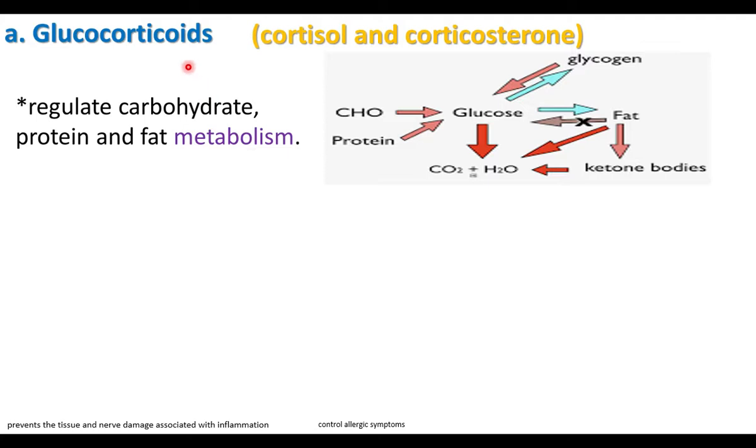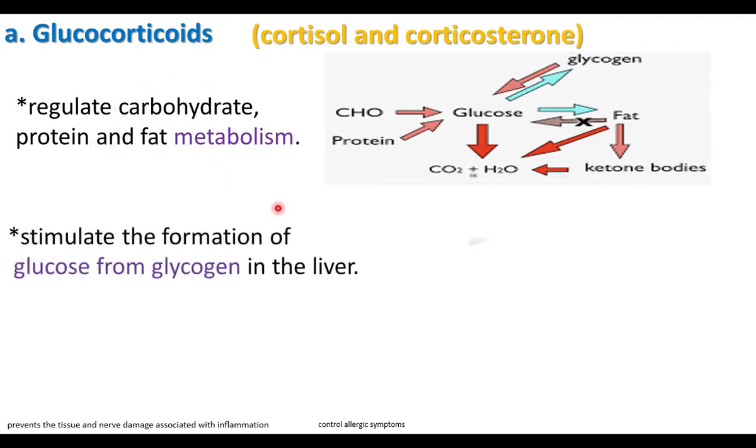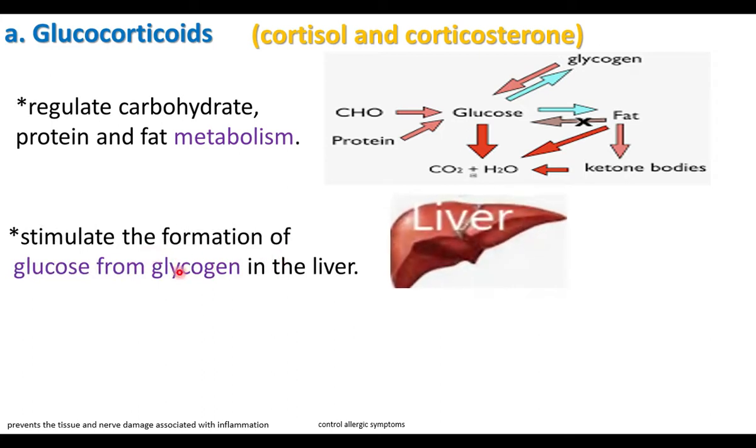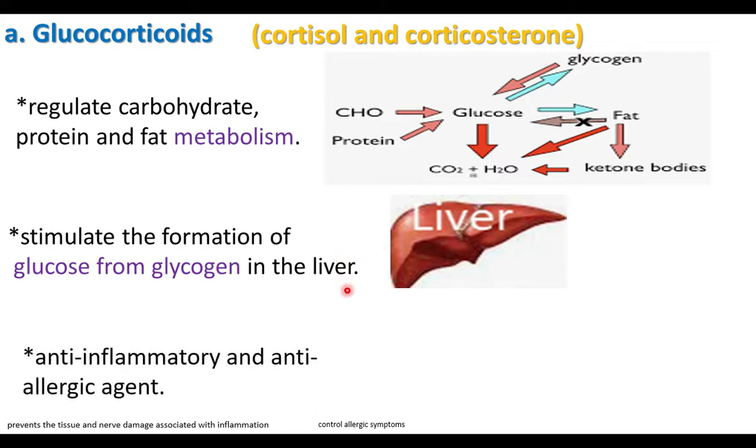These hormones control carbohydrate, protein and fat metabolism, and these hormones stimulate the formation of glucose from glycogen in liver. In liver, glycogen breaks and glucose is formed. The glucose enters into the blood, so these hormones increase blood sugar level. And glucocorticoids have anti-inflammatory and anti-allergic effect. They function as anti-inflammatory and anti-allergic agent.